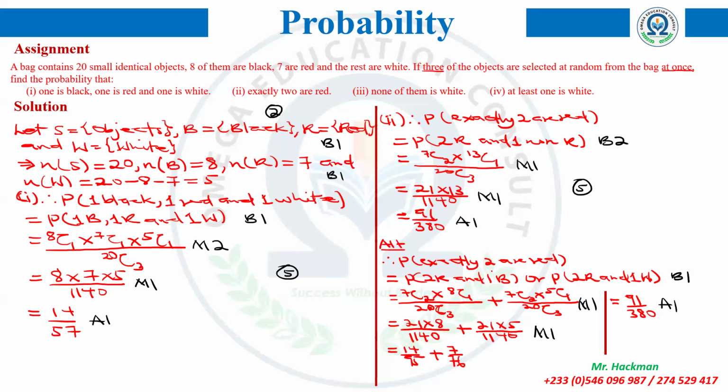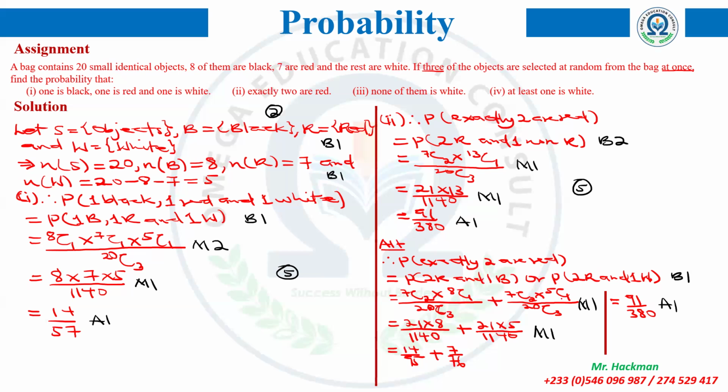So alternatively, P exactly 2 are red will be equal to 2 red and 1 black, or 2 red and 1 white. So this will be the 2 possibilities. Okay, so now you know how to deal with this. You come and do that, then plus you know how to do this, you come and do that.